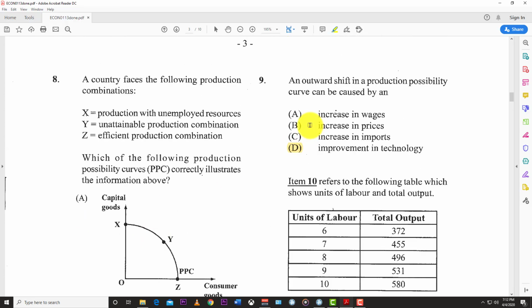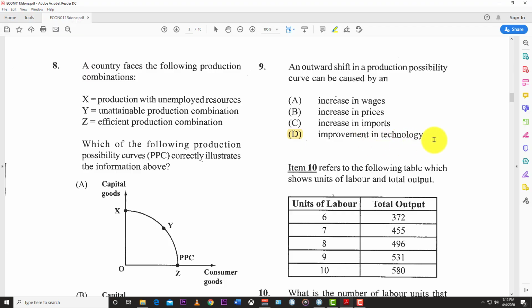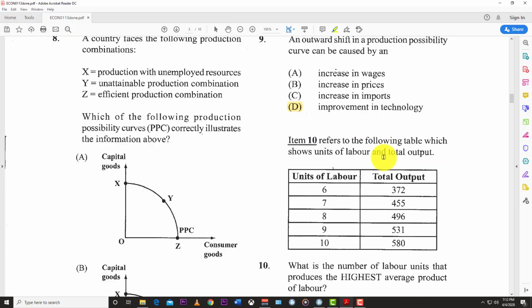All right, number 9, an upward shift in a production possibility curve can be caused by, and the best answer here is improvement in technology. Improvement in technology causes the production possibility curve to shift outwards.